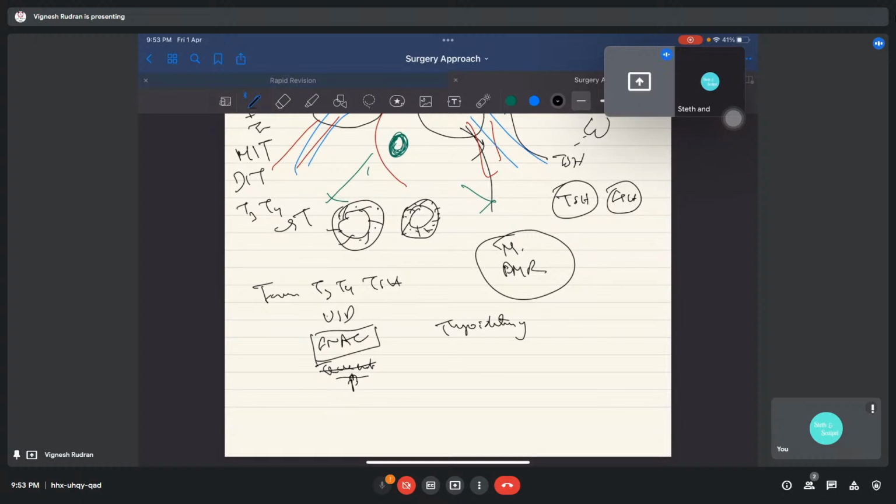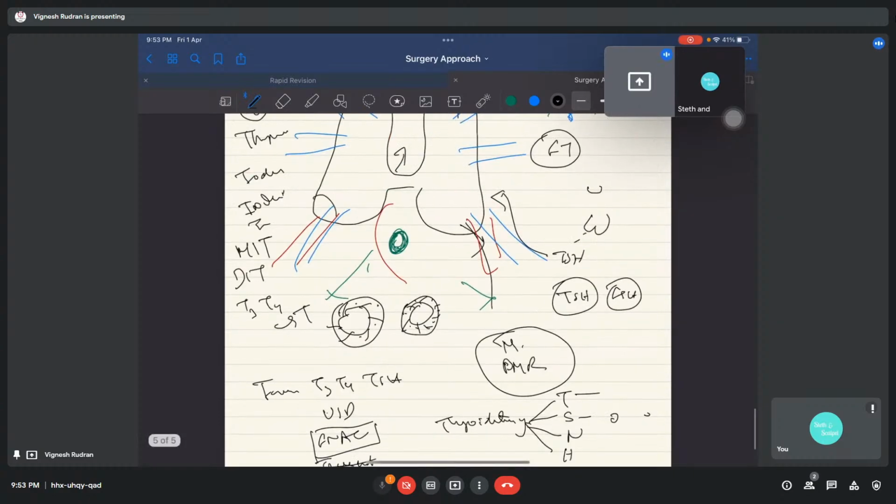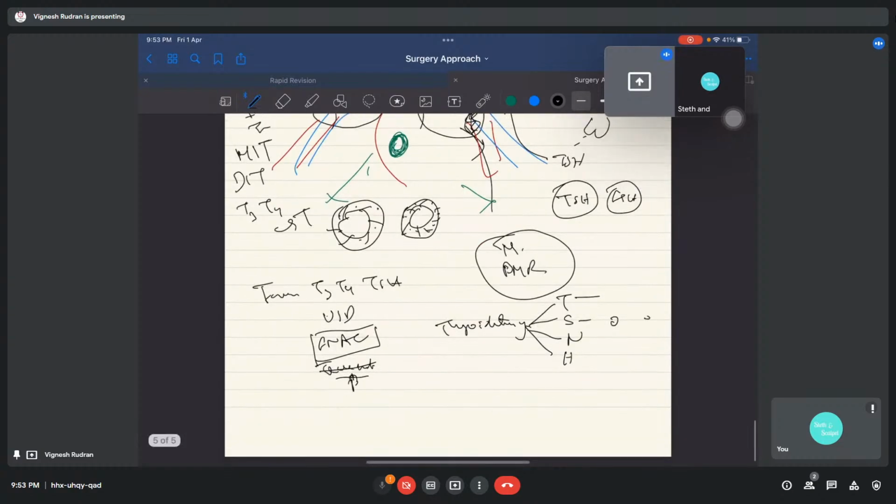Thyroidectomy. So you have four types: total, subtotal, near total, hemi. Total, both lobes and isthmus. Subtotal, you have about 8 grams, this bit and this bit are left over, and near total is only this bit is left over. Hemithyroidectomy is this much. One lobe and the isthmus are removed, and then again pre-operative, intraoperative, post-operative management.